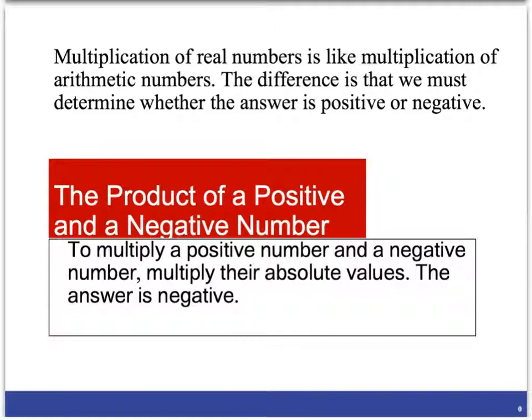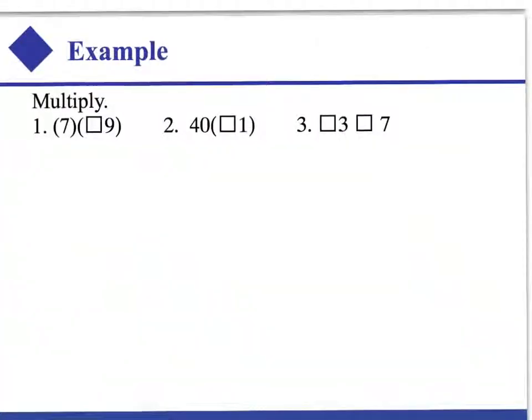So we're going to practice some of these. Again, remember these little squares are negative. So we are multiplying 7 times negative 9. What do you get? 63. And because you have an odd number of negative signs, the answer is negative.